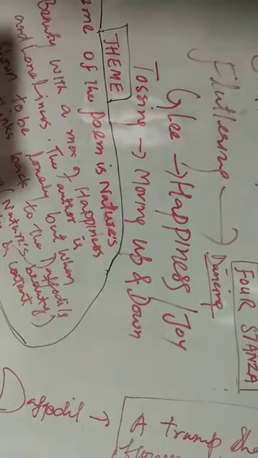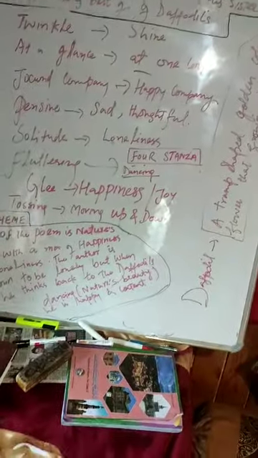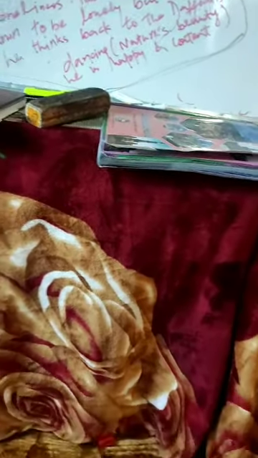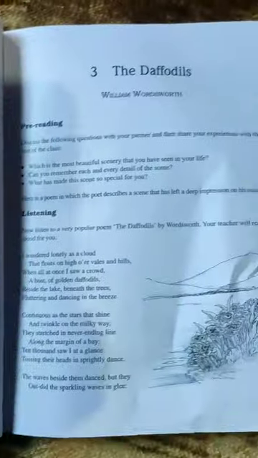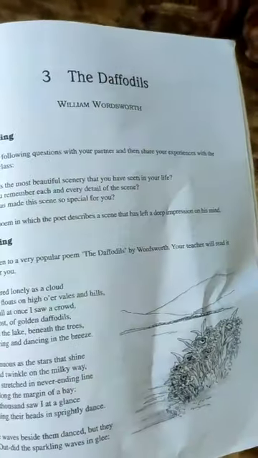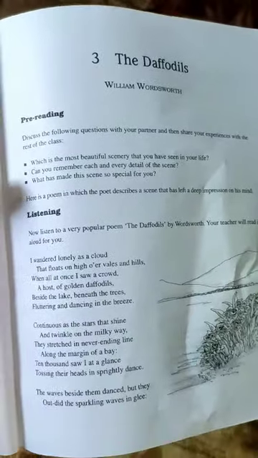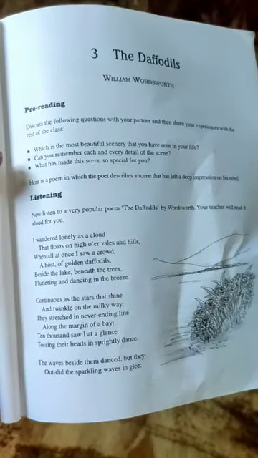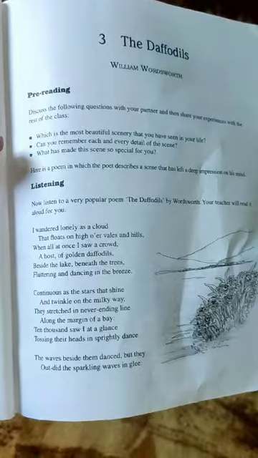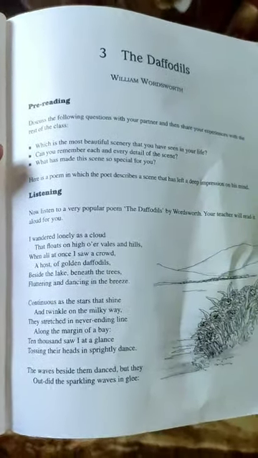This poem is divided into four stanzas. The first stanza, let me try to explain you in simple words so that you people can easily understand. I wandered lonely as a cloud that floats on high over vales and hills, when all at once I saw a crowd, a host of golden daffodils, beside the lake, beneath the trees, fluttering and dancing in the breeze.